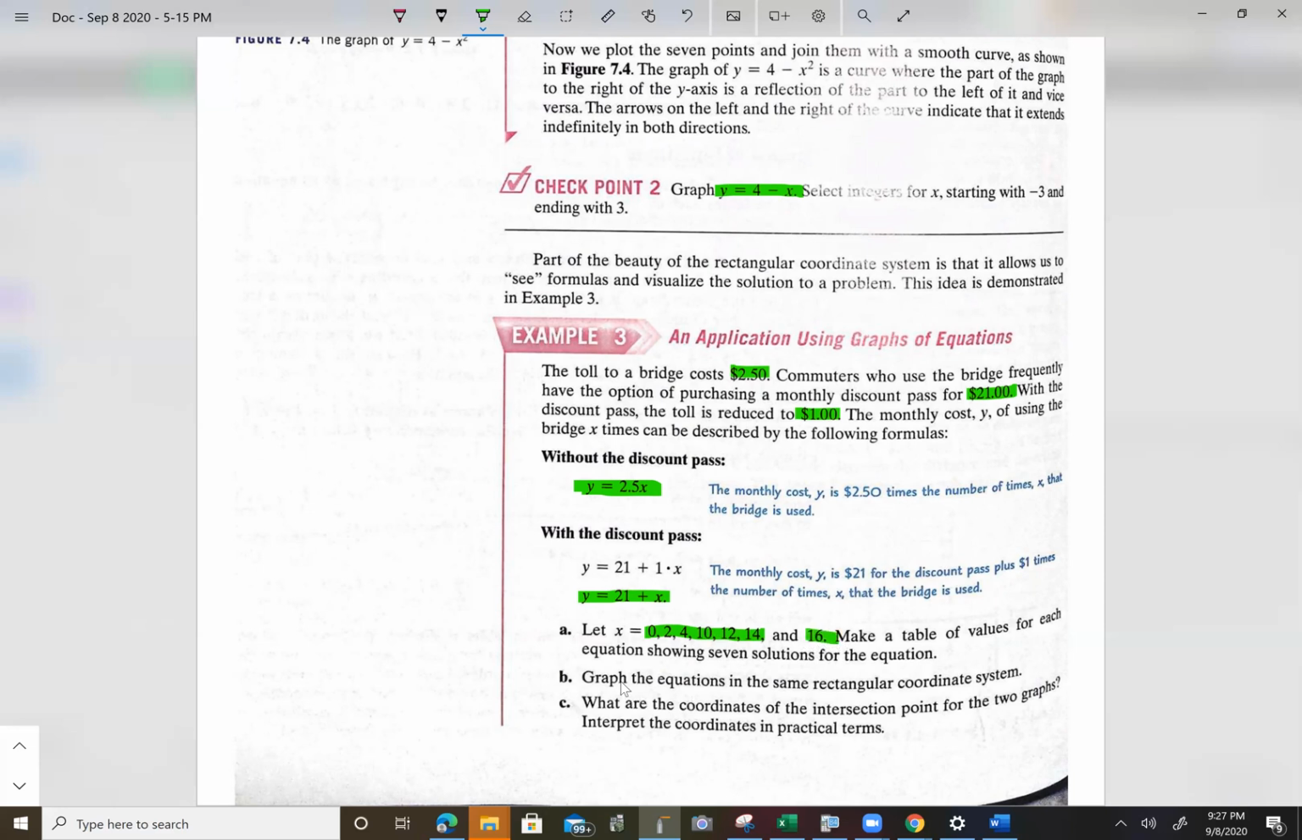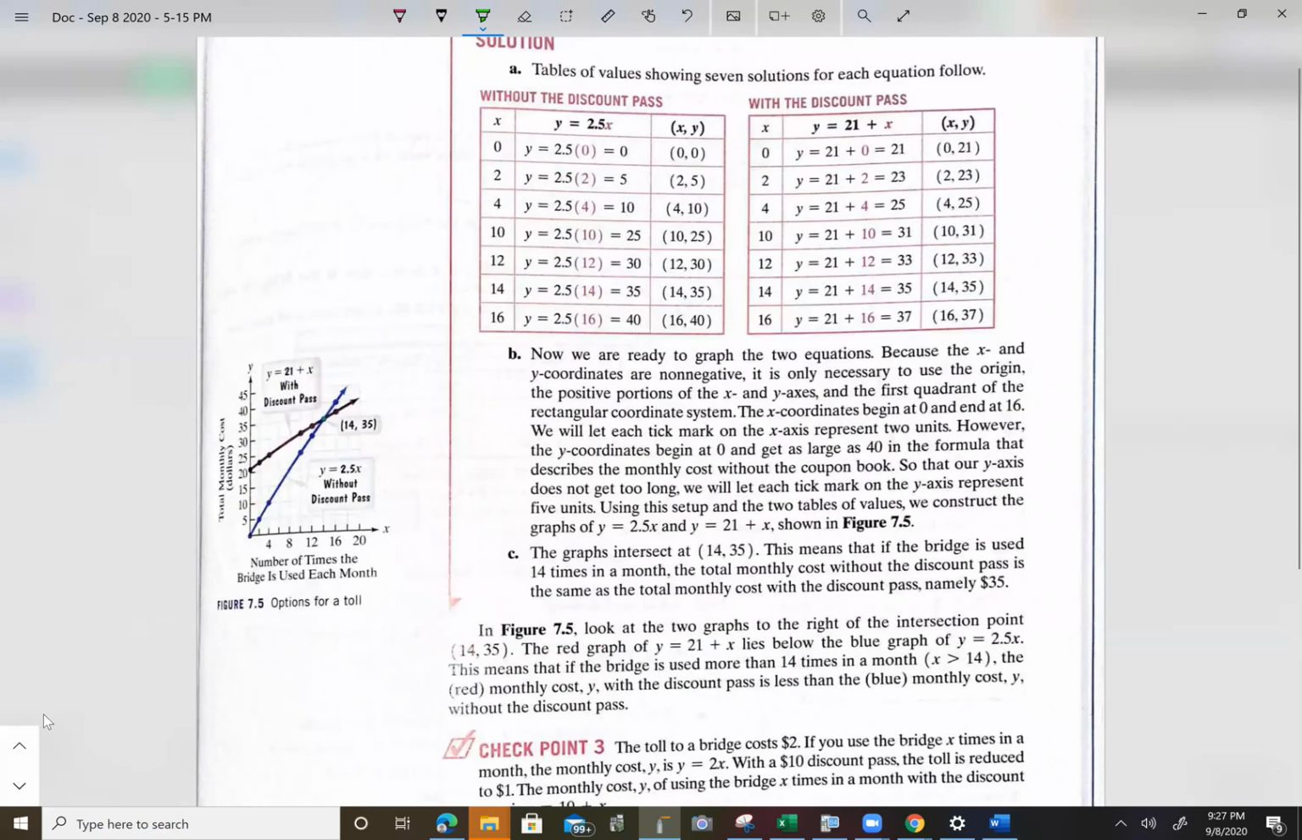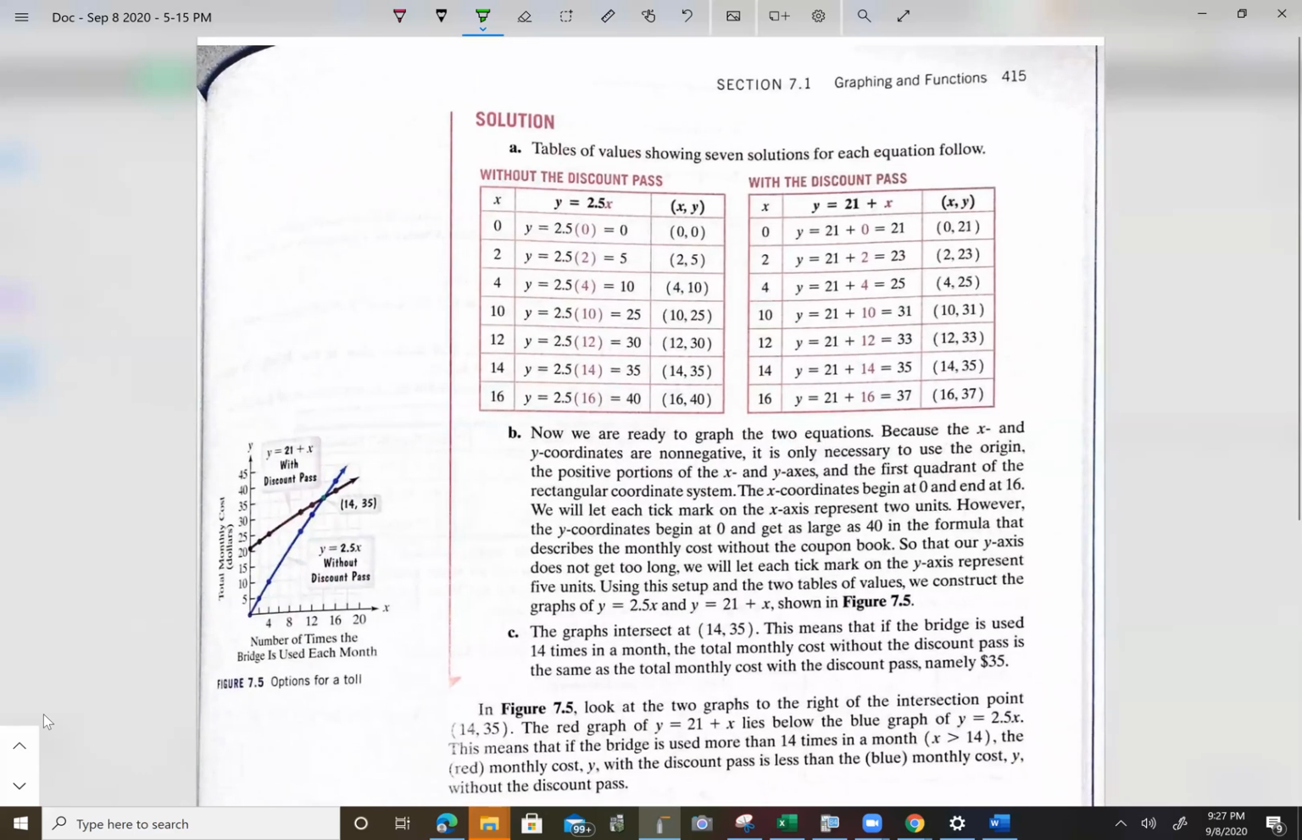And then it wants you to graph the equation, and then it wants you to find the intersection. The intersection of two equations is what we call the solution to that equation. So here they made a table. They have your input here, and they used those values we were just talking about: 0, 2, 4, 10, 12, 14, 16.